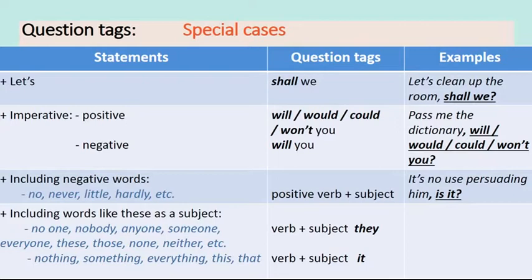After a positive imperative, we use will, would, could, or won't you. After a negative imperative, we use will you. Or we can use will you as a question tag for both positive and negative imperatives.